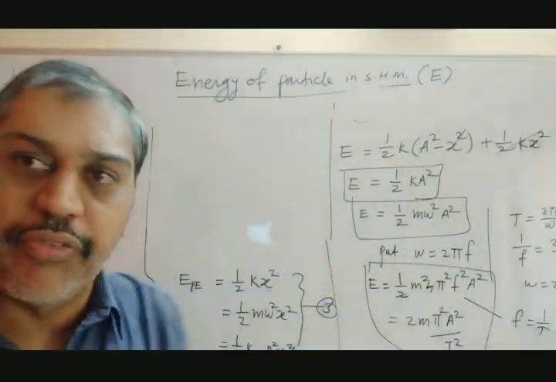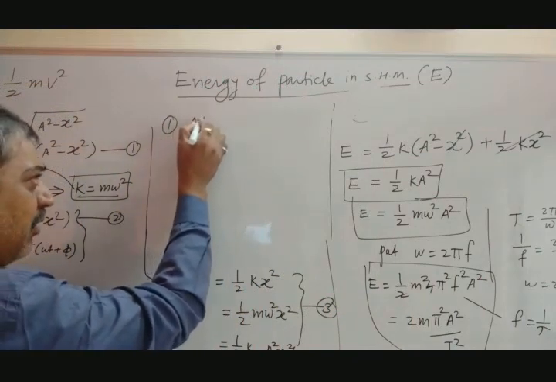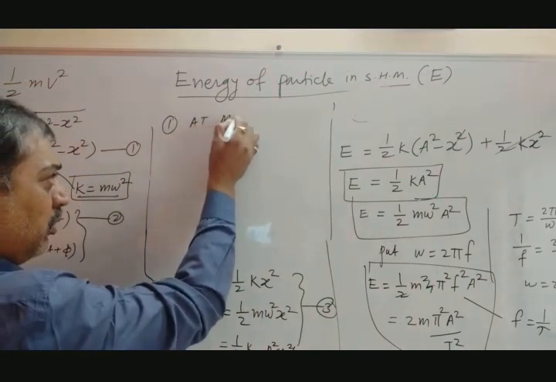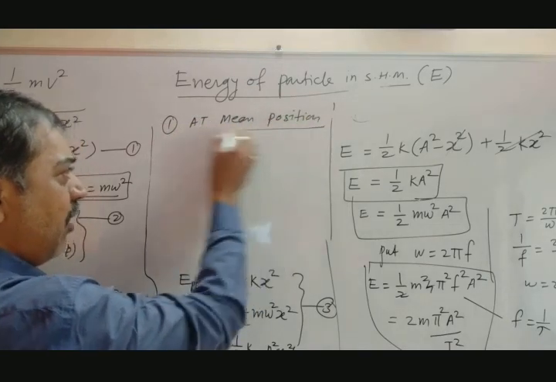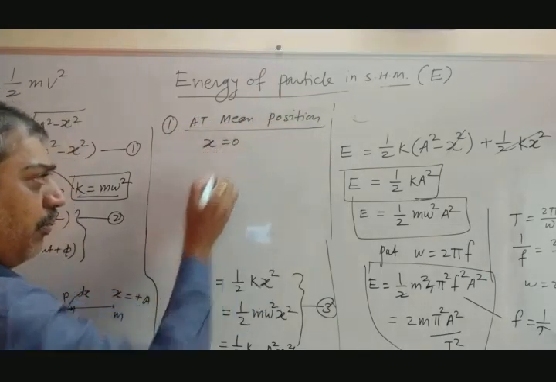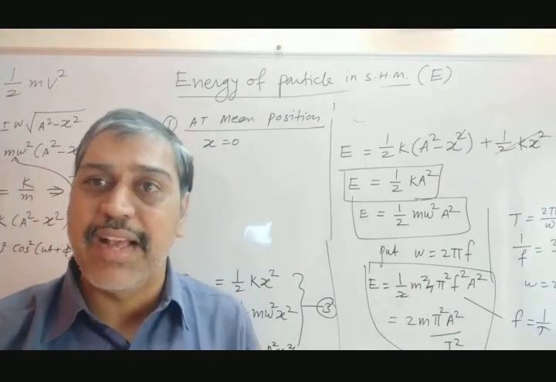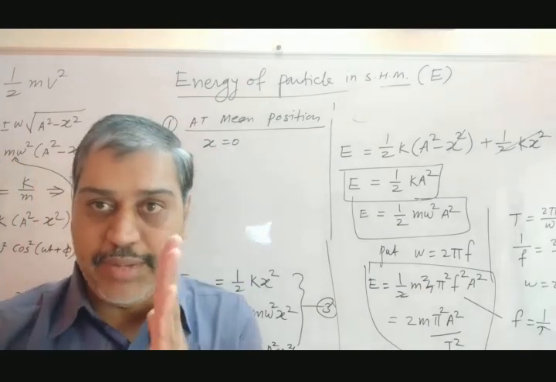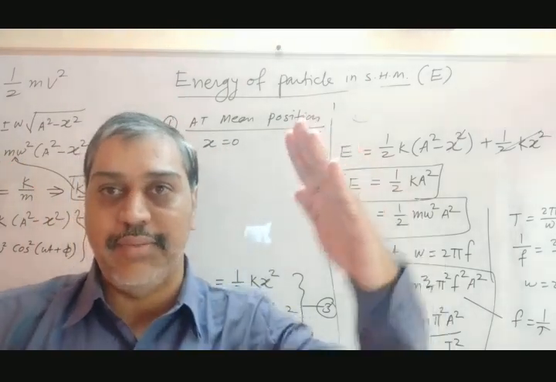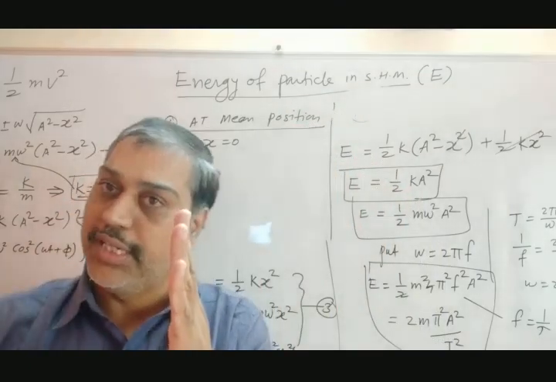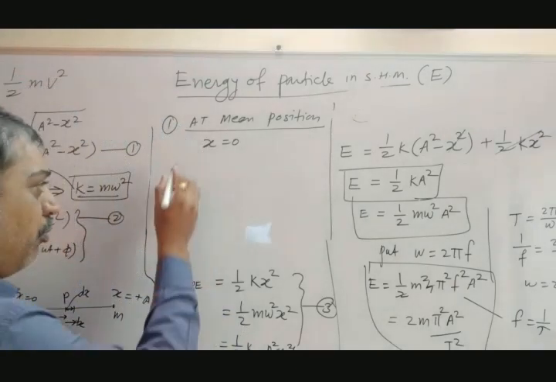Let's write down. First of all, let us start with the first condition, at the mean position. As it is the mean position, what is the value of x? x equals 0. At the mean position, x is 0. Velocity is maximum, displacement is 0 at the mean position. When the pendulum comes to the mean position, the displacement is 0. Here it is maximum, here it is maximum, and at this position it is 0. x equals 0.